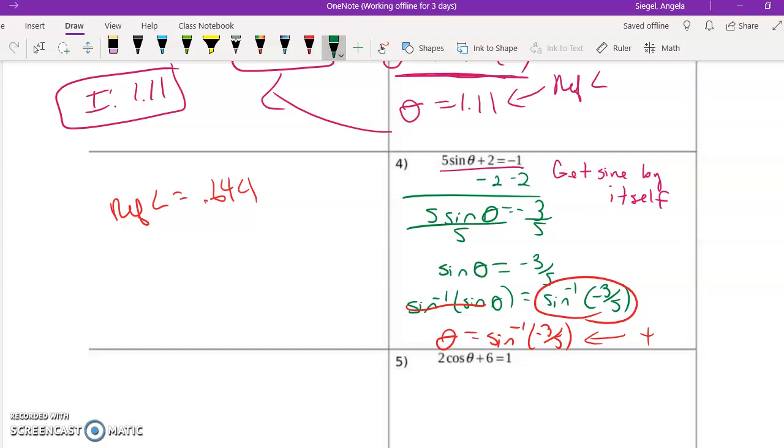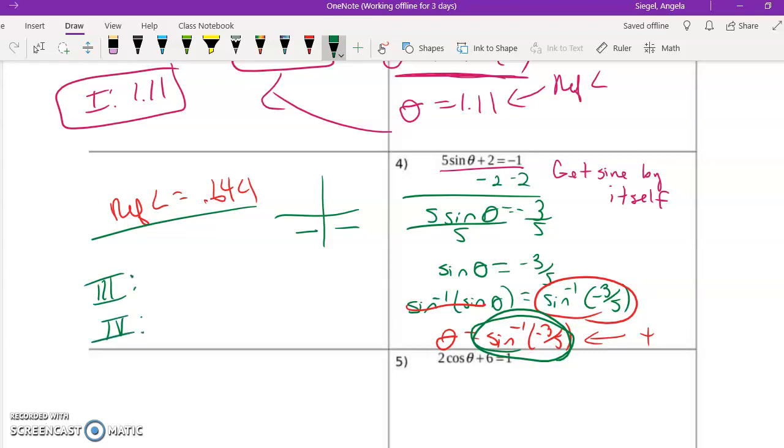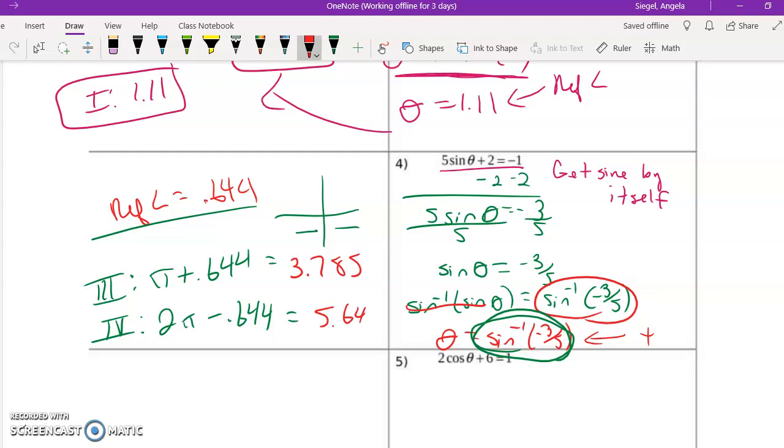Okay, so let's go back. And I know that sine, so this is my actual angle, even though I use the positive to get my reference. So I know that sine is negative in quadrants 3 and 4. So for quadrant 3, I'm going to take pi plus 0.644, and here I'm going to take 2 pi minus 0.644. So in quadrant 3, I ended up getting 3.785, and in quadrant 4, I get 5.64. Okay, so make sure you're getting those values as well.